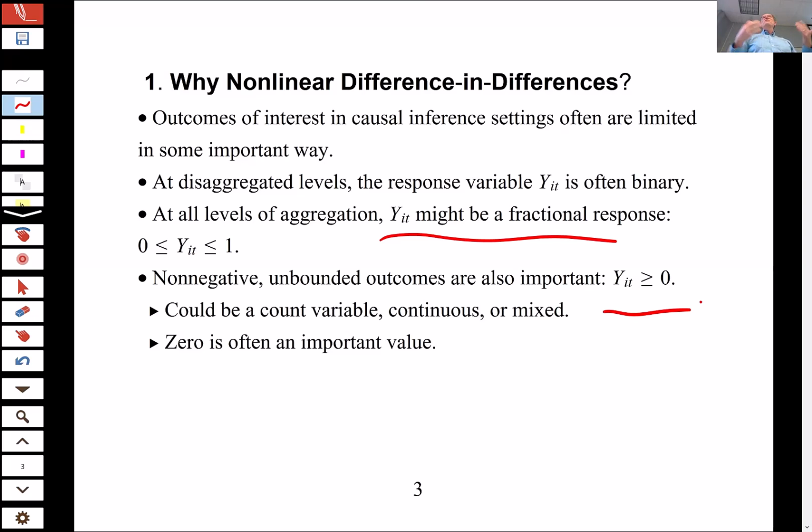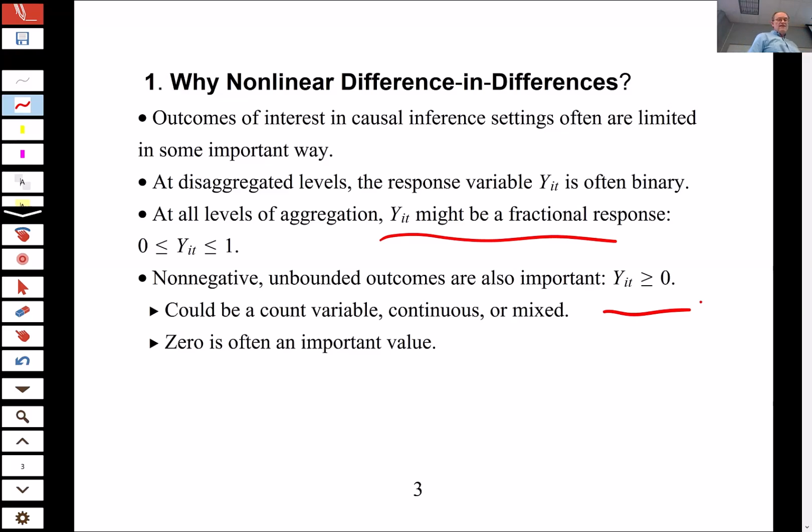Labor earnings would be one of these things. For people who are unemployed, you'll see a 0 for a year, but then you'll see a fairly wide range. So there's a recent literature on why you don't want to add 1 and take the log. That seems like a sensible thing to do, but it turns out not to be a very sensible thing to do.